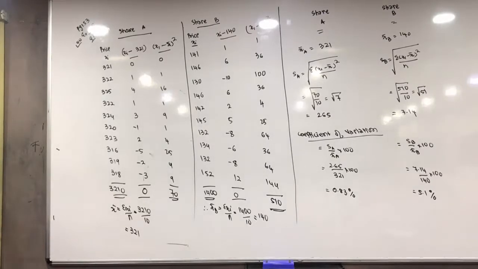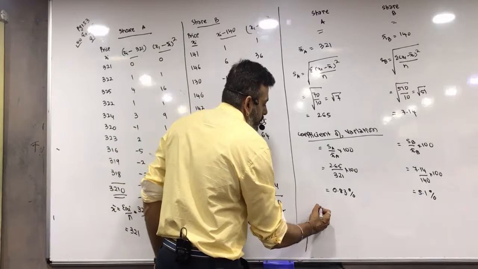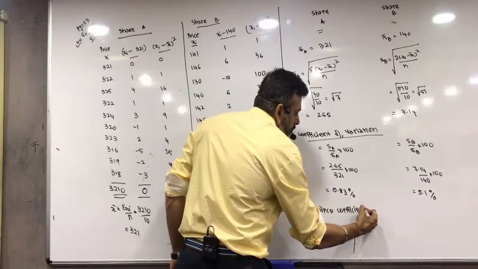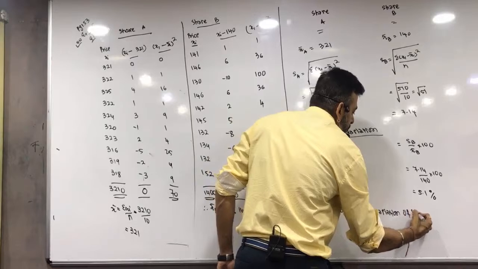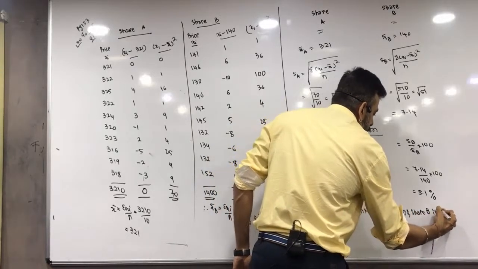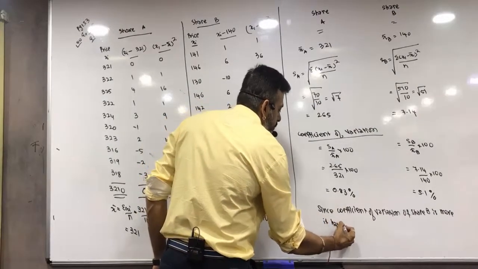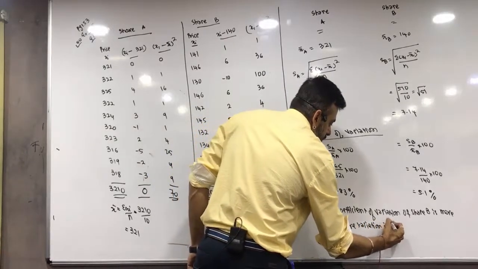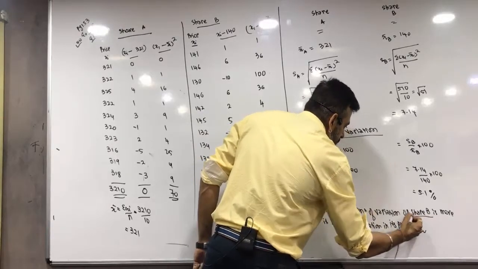Now what is asked in the question? Who has more relative variation in the price? किसका variation ज़्यादा है? B का लिखो. Since coefficient of variation of share B is more, it has more variation in its prices. Answer. Underline share B.